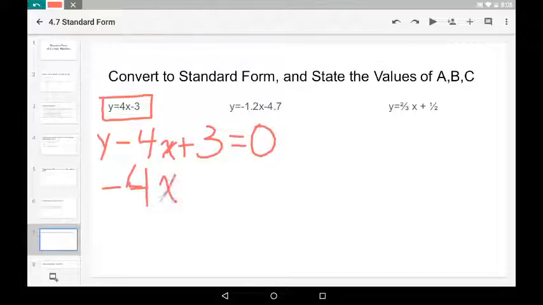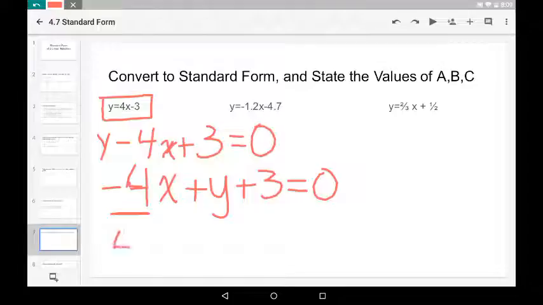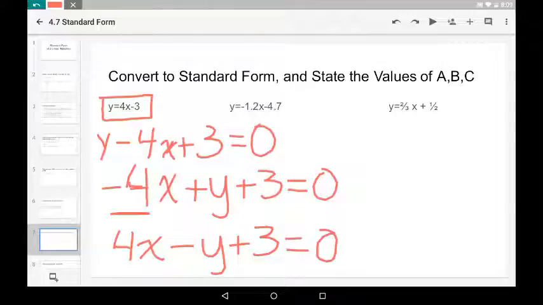Negative 4x plus y plus 3 equals 0. So now we have a negative a value right here. So we're going to multiply all the terms by negative 1. So I end up with 4x minus y minus 3 equals 0. So negative 1 times negative 4 is 4. A positive 1 in front of the y times negative 1 is negative 1.